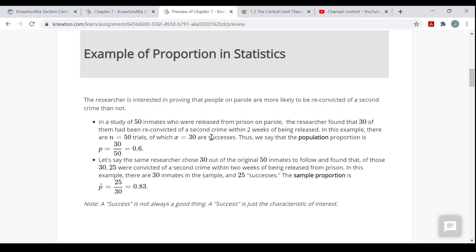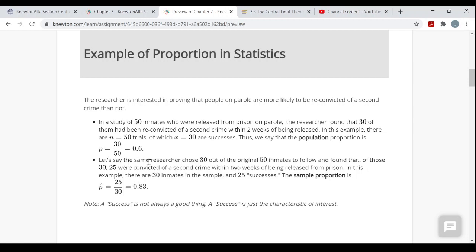Here successes, what the researcher's interested in is how many get reconvicted. Right, so success here is being reconvicted of a second crime, which doesn't sound good, but it's still what the researcher is interested in, so if it happens, it's considered a success. And there were 30 of those, right? So then the population proportion p is 30 out of 50, right? 30 successes out of the 50 trials, out of the size of the population, or 0.6, 60%, right? A proportion is just percentage of successes.